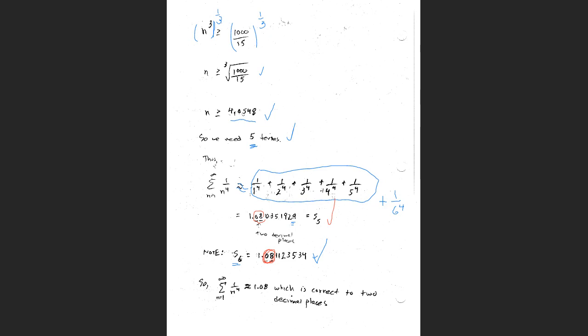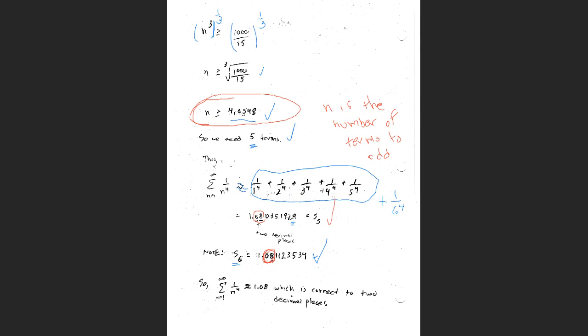Samuel, question? Why do we need 5 terms? Well, when we solve for n, you agree the inequality gave us that n is greater than or equal to 4.0548. Right? So n is the number of terms you're going to add. N is the number of terms to add. Can I add 4.0548 terms?